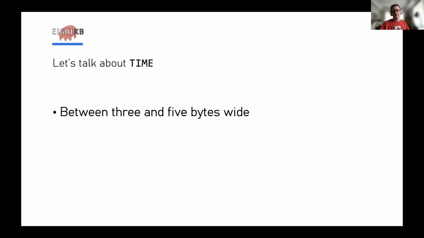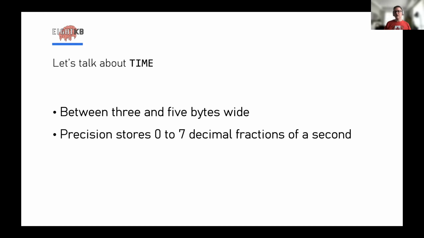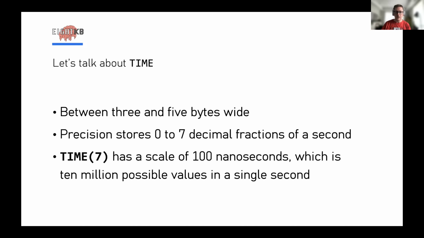All right, so let's talk about time. 3 and 5 bytes wide. You can store precision of, in other words, decimal places of your seconds from 0, which means it just records the seconds, through to 7 decimal places. And 7 decimal places means 1/100th. No, it's 1/100 nanoseconds. There's 10 million 100 nanoseconds in a second. It is a ridiculous number. Oh, there we go. Time 7 has a scale of 100 nanoseconds, which is 10 million possible values in a single second. That is such a small amount of time that it's practically meaningless.